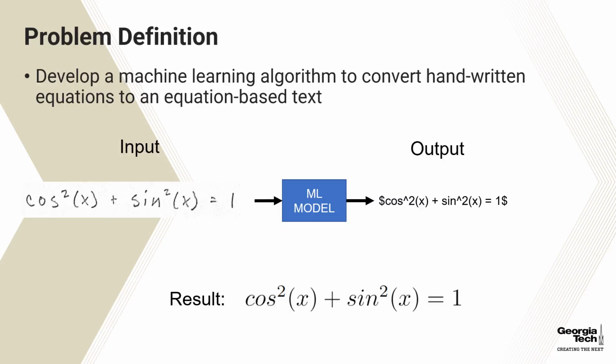To do this, our problem definition was to develop a machine learning algorithm that will take an image with an equation in it and convert it to an equation-based text, as you can see in the figure at the bottom.